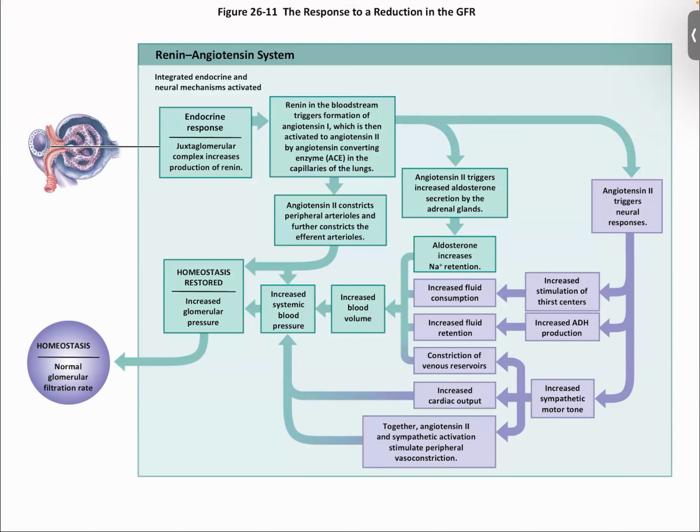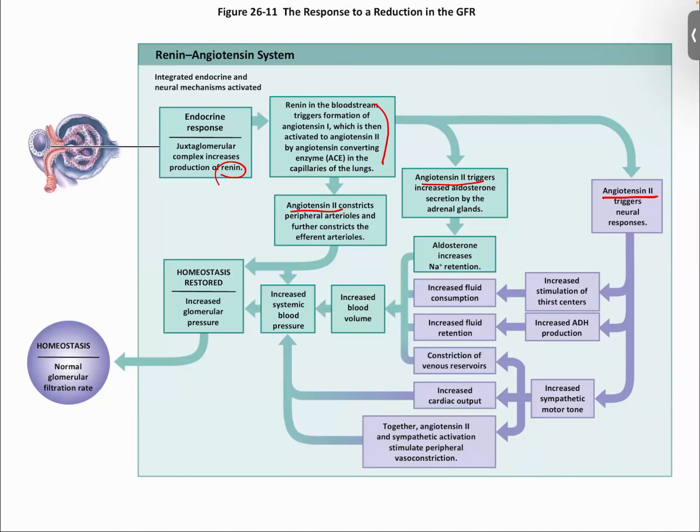This is your RAS system in its full glory, right? So basically you're going to have your endocrine response, your JG complex, which is going to be producing renin. Then of course, renin will basically lead to ultimately the production of angiotensin 2. So these are all angiotensin 2 at the top here. And so a couple of these we know very well, right?